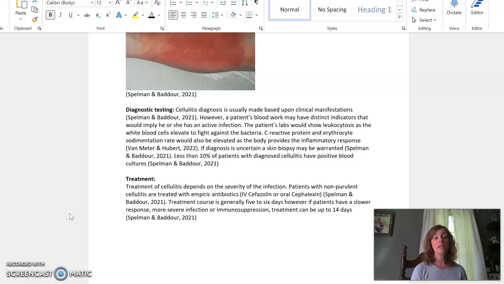Treatment of cellulitis depends on the severity of the infection. Patients with non-purulent cellulitis are treated with empiric antibiotics such as IV cefazolin or oral cephalexin. It's usually a 5 to 6 day course. But if the patient has a slower response to the antibiotic, if they have a more severe infection, or if they're at all immunosuppressed, the treatment can last for 14 days.